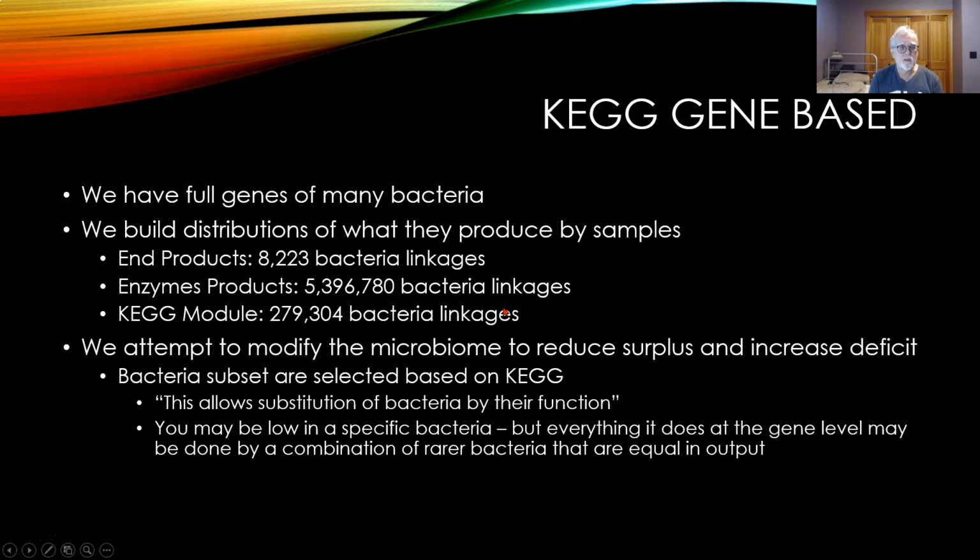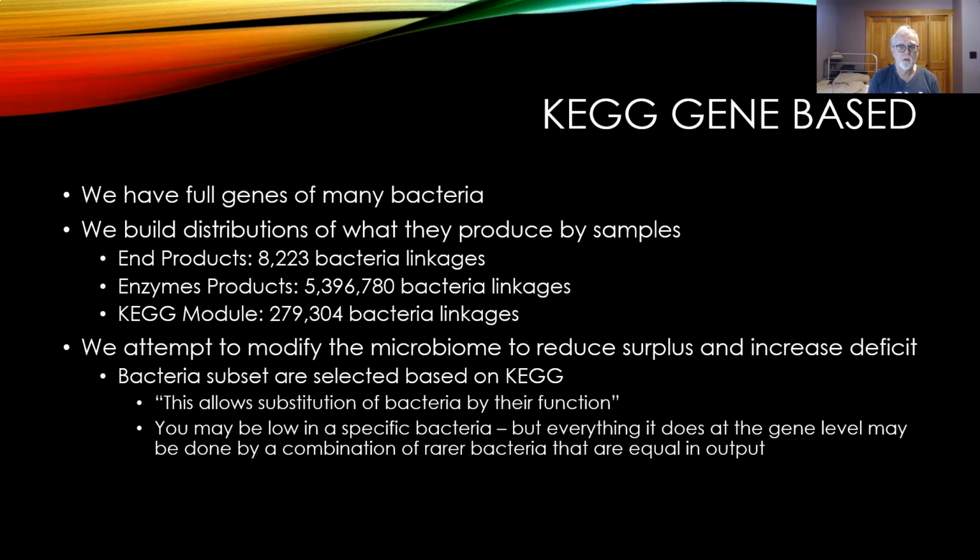The KEGG gene base is an interesting aspect because generally we have the full genes of many bacteria. Since we know what the genes are, we also know what those genes produce. We can build a distribution of what they produce from the samples, and then we can take a look at your samples compared to other people's samples, and be able to determine: do you have more or less of a bacteria? Are you at an extreme of this particular bacteria producing enzyme, or at the average?